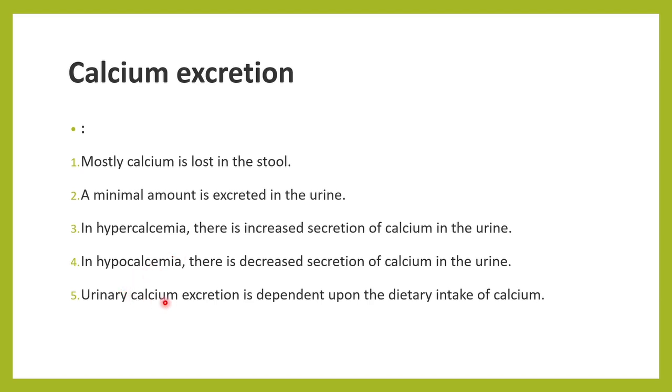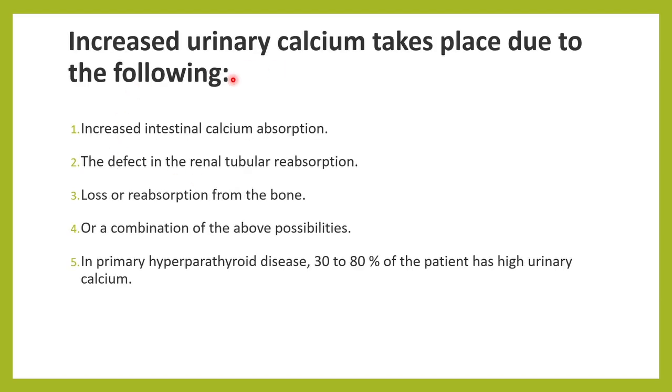So urinary calcium excretion is dependent upon the dietary intake of calcium. I have told you, whenever there is adequate intake of calcium, whatever amount of calcium is there is all reabsorbed, and a very small amount is excreted in the urine. The body tries to conserve calcium. So increased urinary calcium will happen whenever there is increased intestinal calcium absorption, or if there is a defect in renal tubular absorption, or there is loss or resorption of the bone.